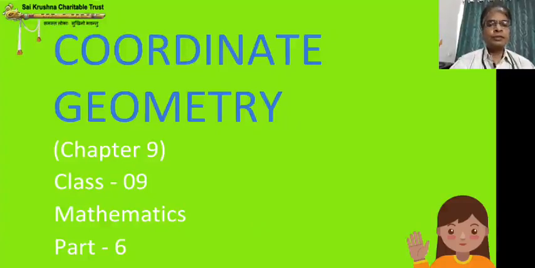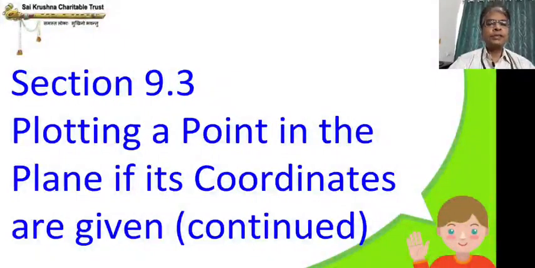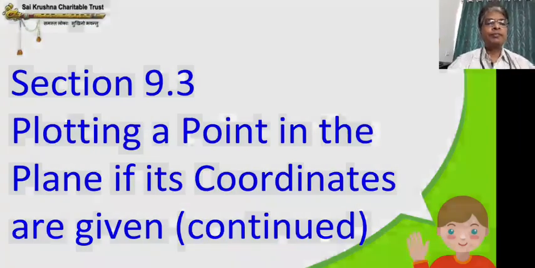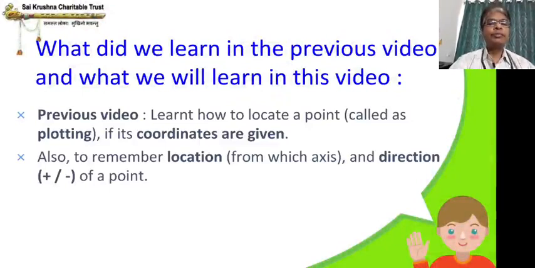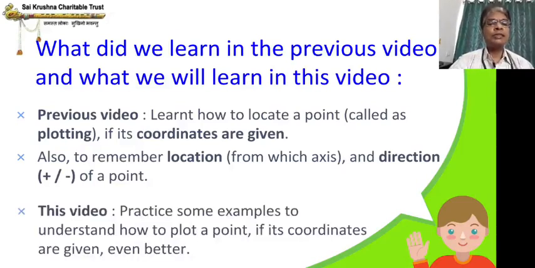Continue with the same chapter and move to part number 6, and it is the same section, plotting a point in the plane if its coordinates are given. So in the last video we learned how to locate a point, called plotting, if its coordinates are given. Also to remember the location from which axis and direction, plus or minus, of a point. So when we see the example, in this part we are going to practice some examples of how to plot a point if its coordinates are given, even better.